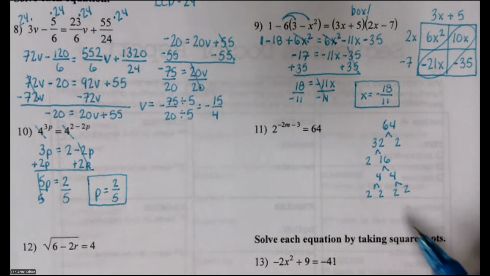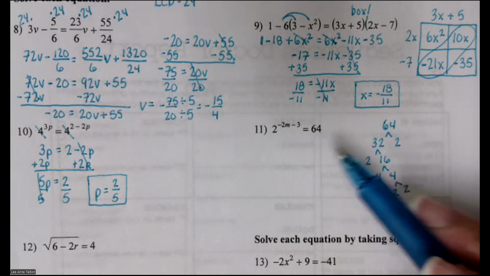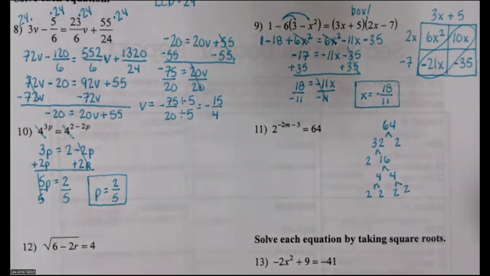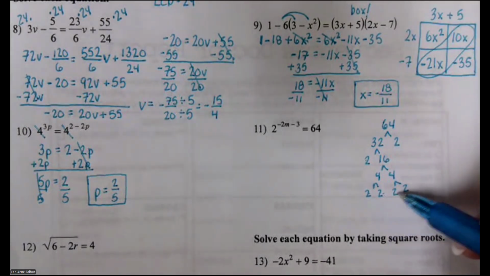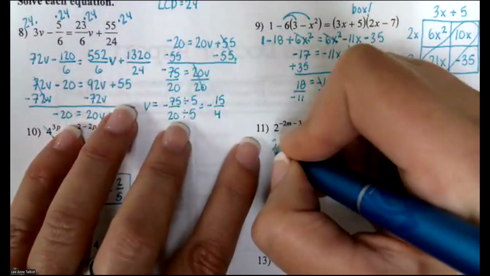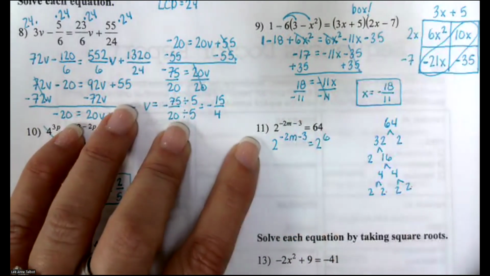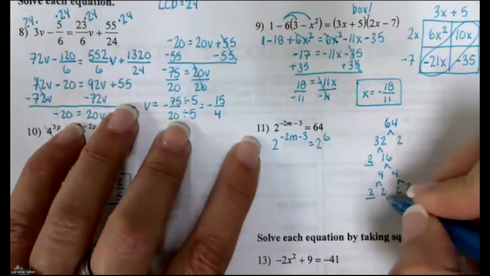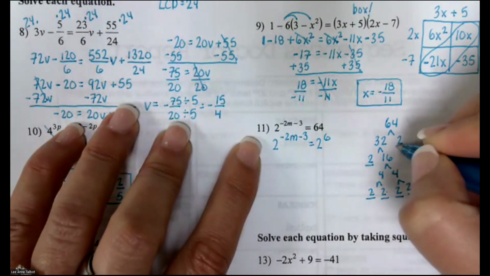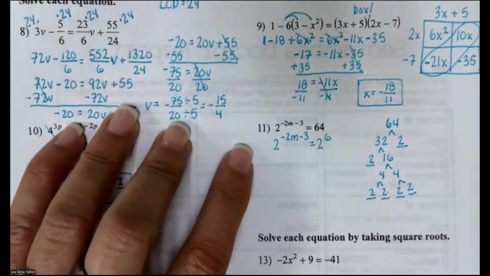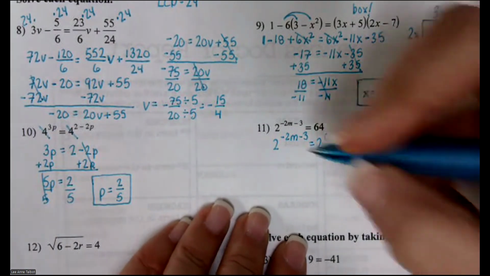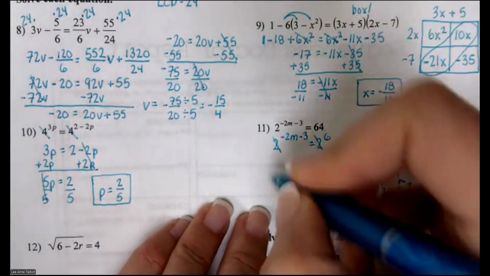Okay. How many twos does it take to multiply to get 64? Yes. 1, 2, 3, 4, 5, 6. Beautiful. 2 to the negative 2 and minus 3 equals 2 to the 6. Now you can cancel out the twos.